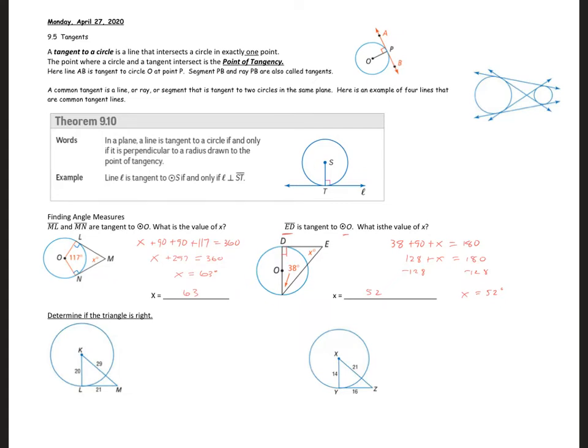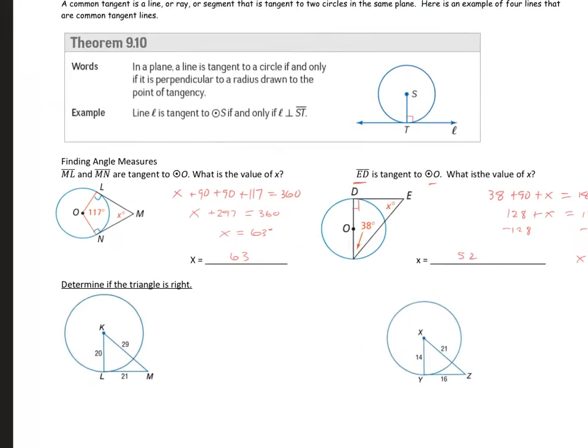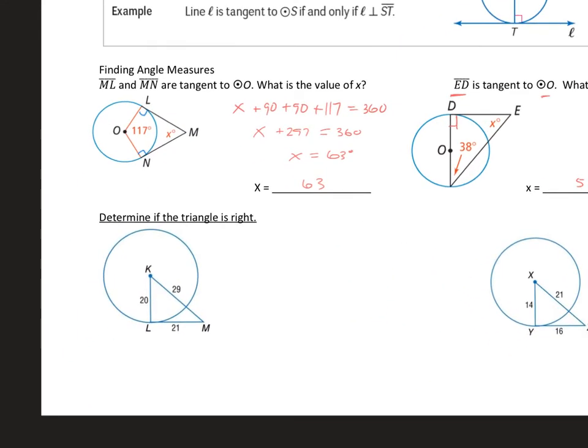Another common question that they could ask you on these types of questions is determine if the triangle is right. So if I decide this triangle is a right triangle, then I know that the radius will be perpendicular to the tangent line. In this situation, we're going to decide, is LM perpendicular to KL? Again, we know that the Pythagorean theorem says leg squared, so 21 squared plus 20 squared. Does that equal, again, we're going to have to try, does that equal 29 squared?